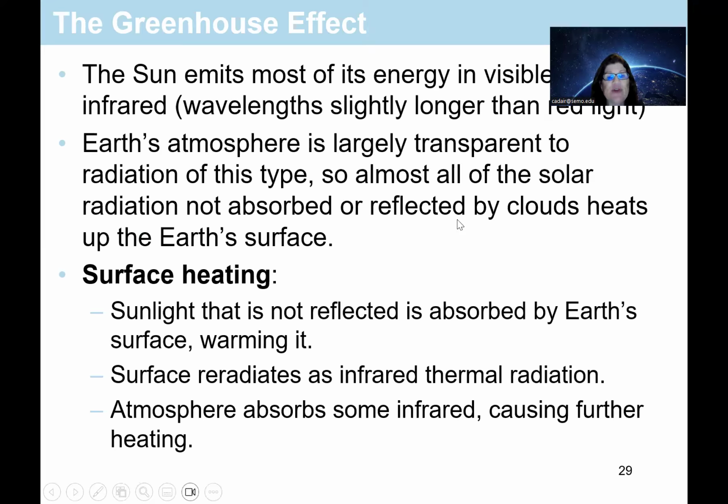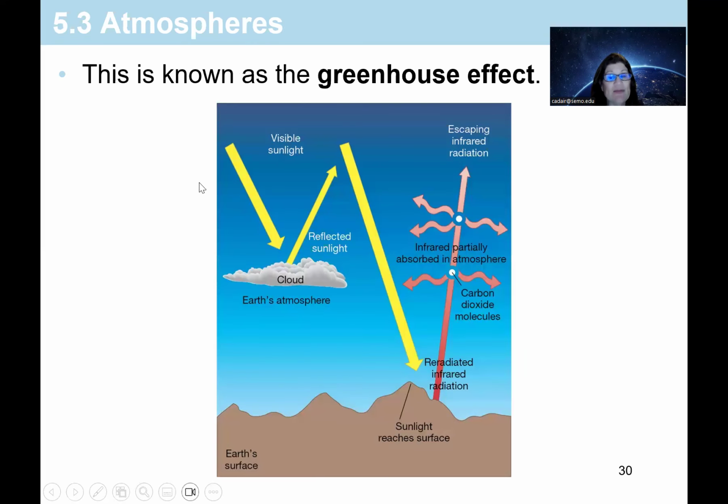Then the atmosphere absorbs the infrared, causing further heating, which sounds scary. This is called the greenhouse effect. And it's kind of good, but it's also kind of something we've got to look out for. So this is known as the greenhouse effect.